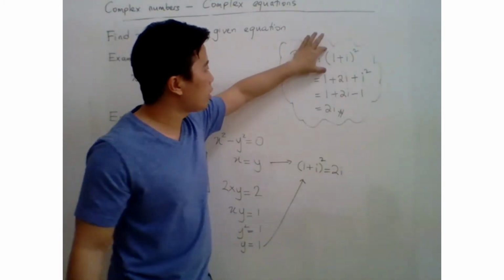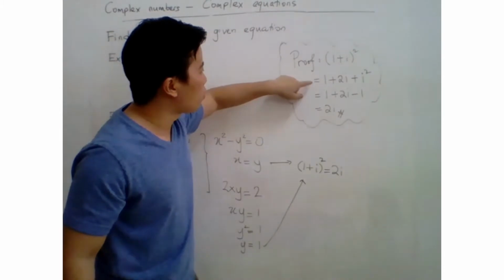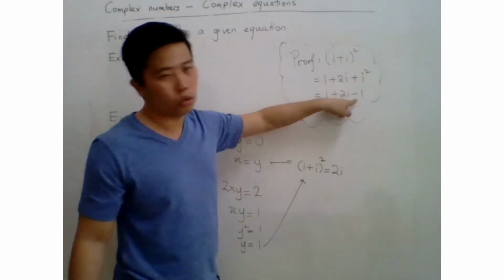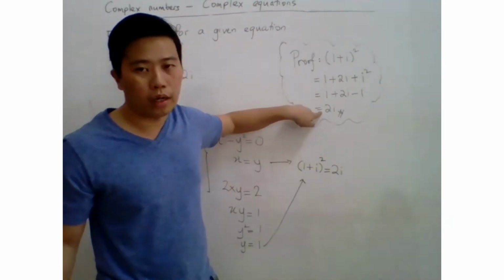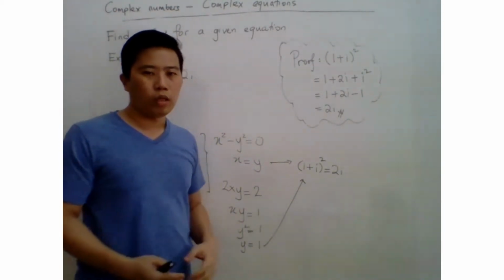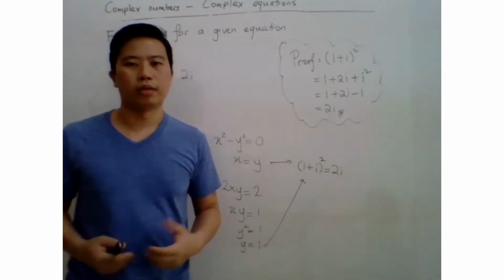Now you can prove to yourself that this is correct if you simply take 1 plus i and square it, and you will find that this gives you 1 plus 2i plus i squared. So i squared is equal to -1, and this is going to cancel with 1, and therefore the answer is 2i. So this is one example where you do some manipulation in order to get the x and y values in a complex number.